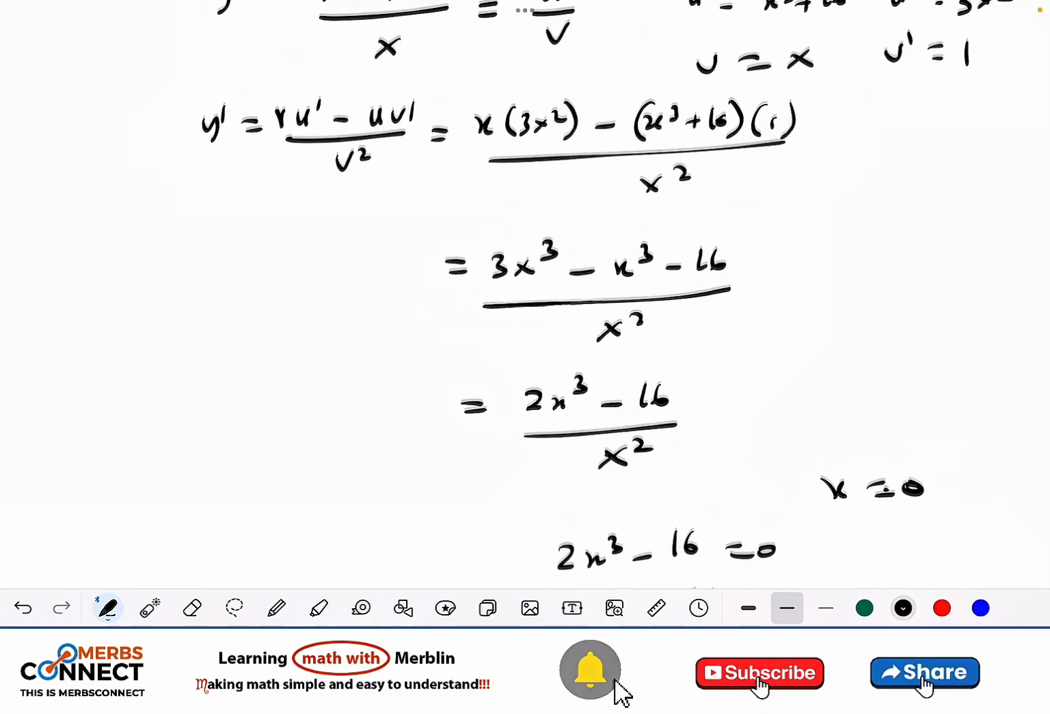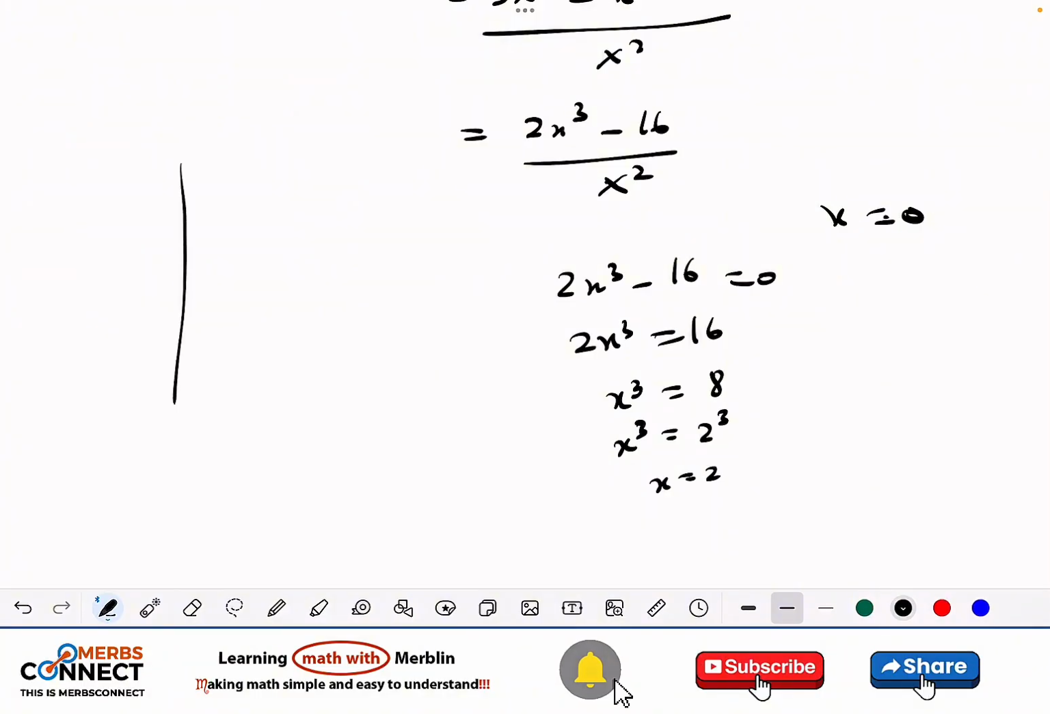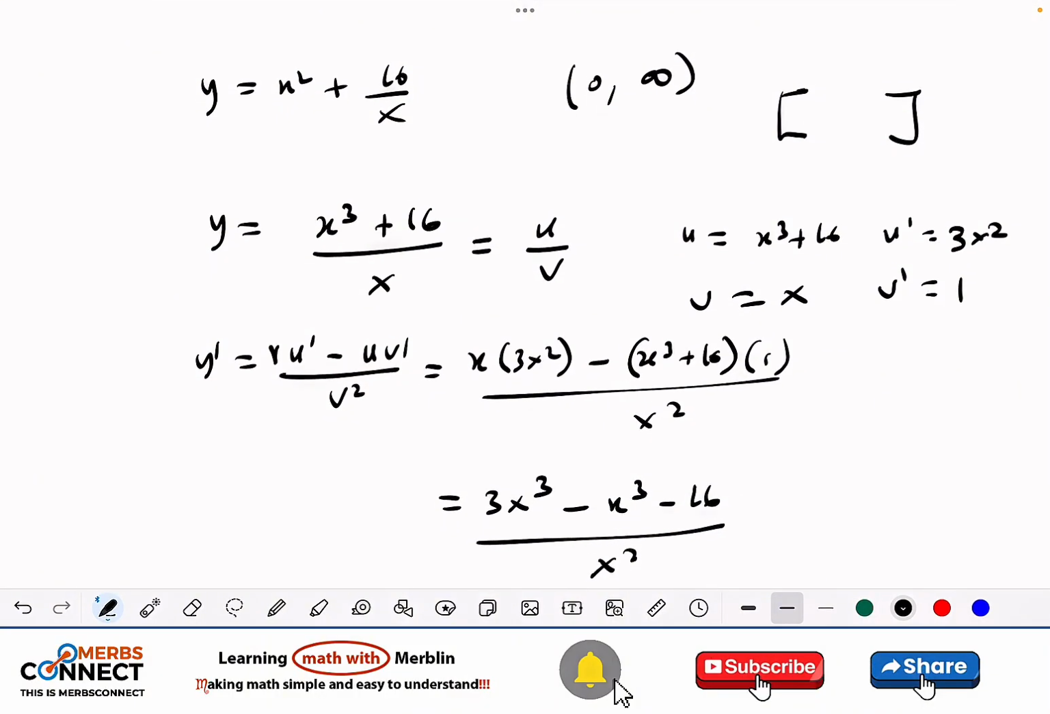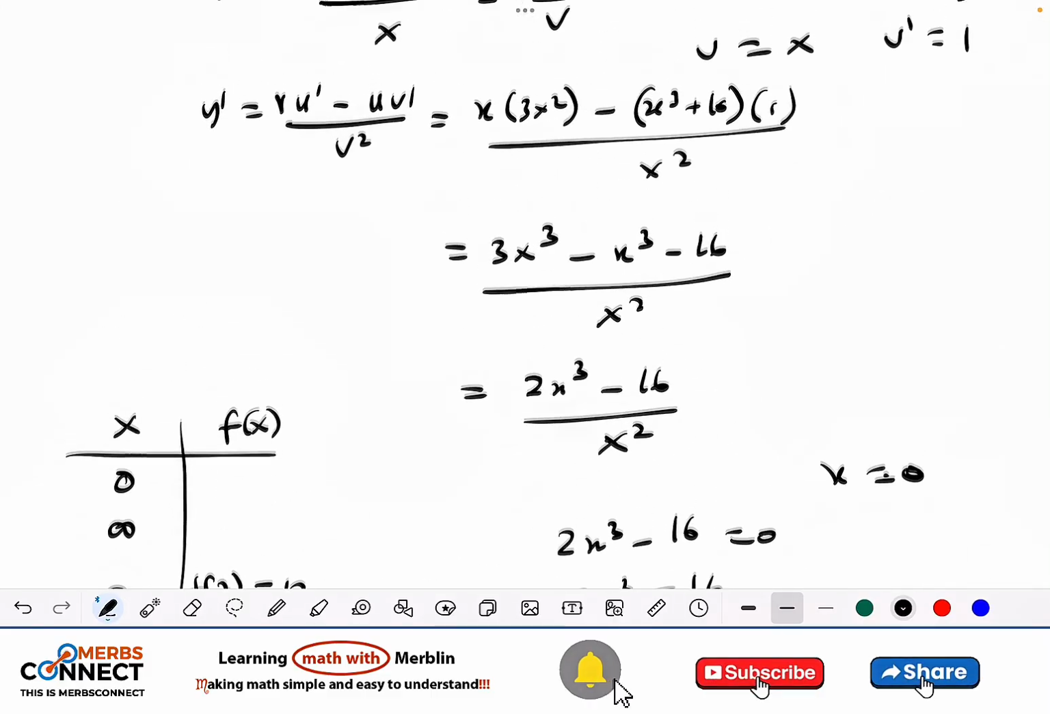We need to look for something here. So we said that for the absolute extrema, we actually need a table with our x values, right? So here we have f of x, y. Let me just say that y is f of x. So I have 0, I have infinity, and I have my point here. When I plug in 2 in f of x, what am I going to get? Let's plug in 2 here. Here will be 4. Plug in 2 here. This will be plus 8. And it's going to give us 12. So this is 12. But let's look at 0.